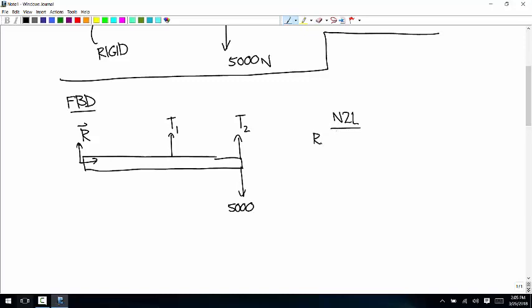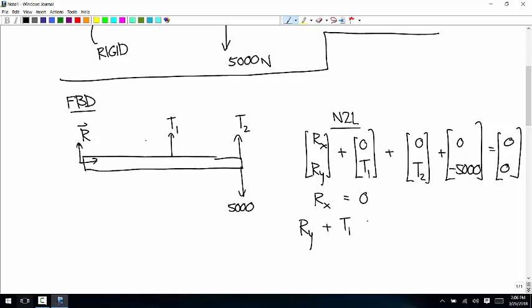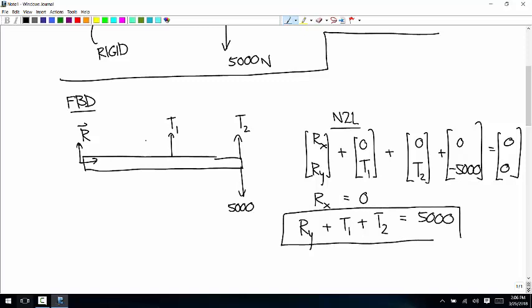Then Newton's second law says Rx, Ry plus 0 T1 plus 0 T2 plus 0, negative 5,000 is equal to zeros. So Rx is equal to 0, we know that. And then Ry plus T1 plus T2 is equal to 5,000. Call that equation star. And now mathematically you can see that it's statically indeterminate. We've done everything. Well, that's not true. We haven't done everything yet.